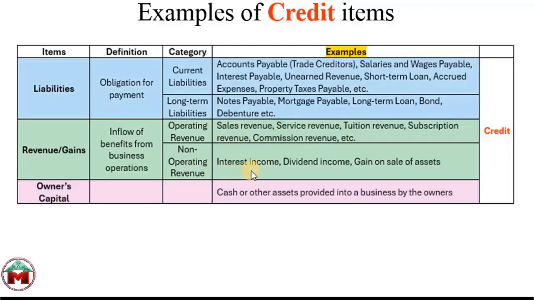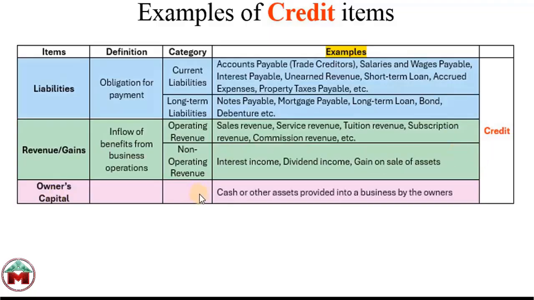We can see non-operating revenue: interest income, dividend, gain on sale of assets. So these are the common examples of non-operating revenue or other revenue. So whatever with the revenue is credit. Whenever there is an increase in revenue, it should be credit.